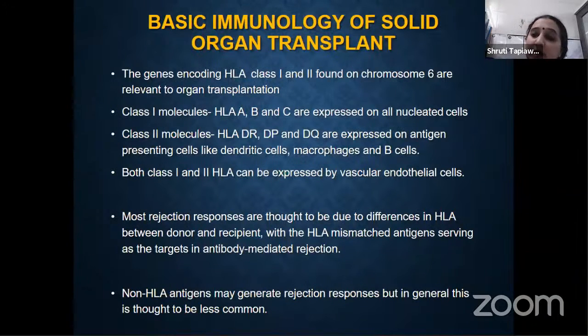Both of these can be expressed by vascular endothelial cells, which is very important because these can cause a vascular rejection. Most of the rejection responses we think till now is due to the differences in the HLA between the donor and the recipient. That is why in the initial world, the match was more important, with the HLA mismatched antigens serving as targets in the antibody-mediated rejection. Non-HLA antigens have also been found to generate rejection responses, but in general, this is thought to be less common, and less than 1% of people will have these kinds of rejections.